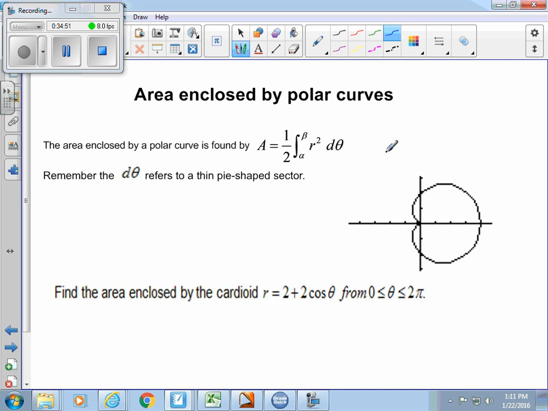D theta refers to a thin little pie-shaped sector of the circle. So was that other equation just what? How to get here. Area of a sector of a circle. This is area enclosed by a polar curve. This is the important slide. The last slide was the why. This is the how.